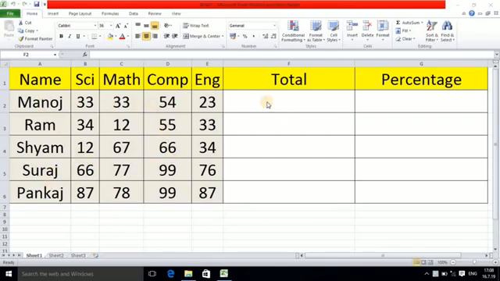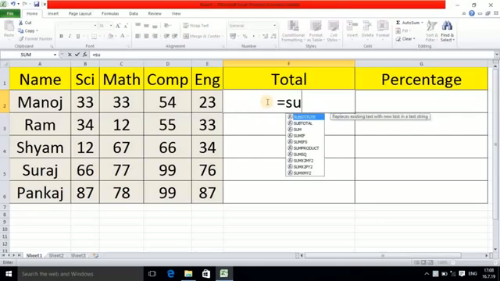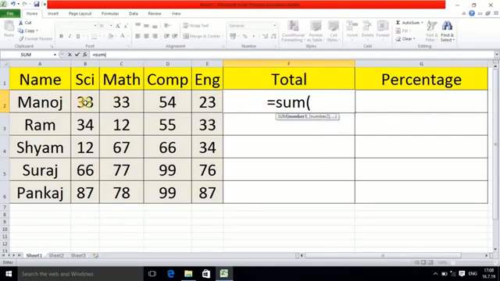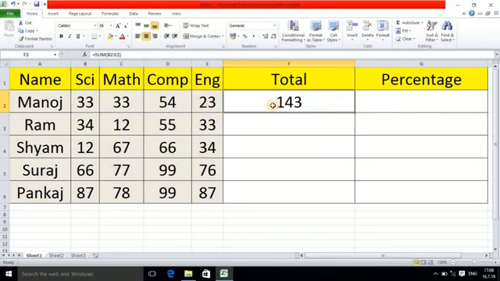So the first thing is you have to calculate the total so that you can easily calculate the percentage. For calculating the total, you can use the SUM function. Sum is the easiest way to calculate the total, and then you have to specify the range. You move your mouse cursor like that, close the bracket, press enter. So this is the total.